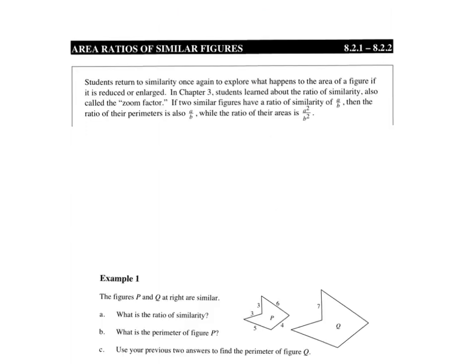This next piece of information looks at the ratio of the areas. You have learned that if two figures are similar and have a ratio of similarity of A to B, the ratio of the perimeters is also the same, but the ratio of the areas turns to A squared to B squared. So the area ratio gets squared.